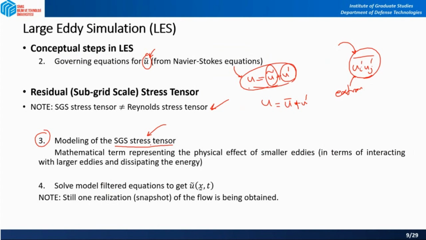The fourth step is to solve these modeled filtered equations. Because you wrote the equations for u tilde, you find u tilde. So once you have an appropriate SGS stress tensor, you can solve the equations and get u tilde. But you have to note that you still get one realization of the flow. So it is still a snapshot. It is time dependent. It is instantaneous.